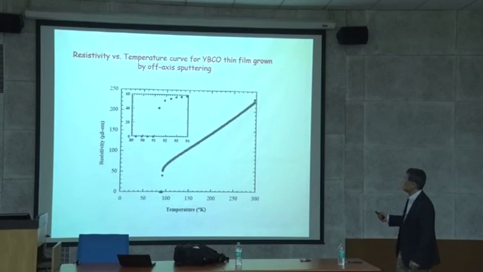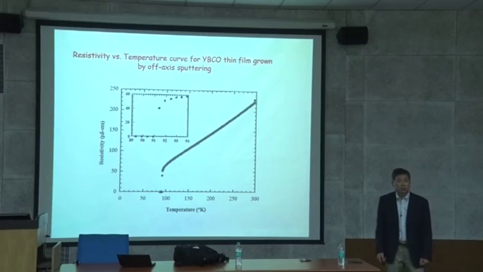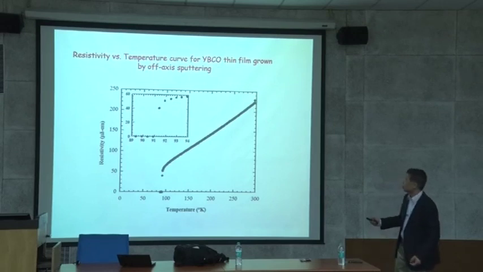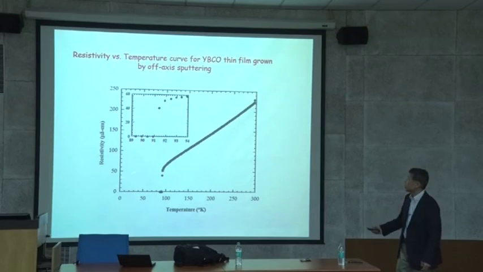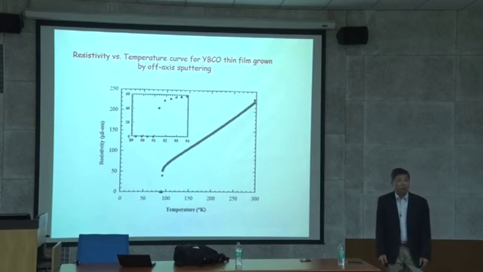This is the superconducting transition temperature. You can see how sharp the transition is for the sputtered yttrium-bearing copper oxide thin films, and you can see 91 Kelvin, a very high TC. This is as good as the best thin films you can grow. You can see from here to here a very sharp transition, and the normal state resistivity is quite good. And this is typical.